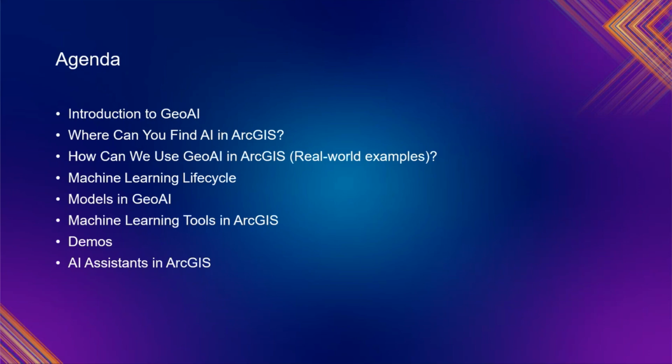And how can we use AI in real world examples? We are going to show you some kind of a demo. What kind of life cycle are we talking about? When you talk about AI, there are a lot of things. What is AI and what kind of life cycle are we talking about? Then we are going to see some of the models in GeoAI, what we are going to do on these models, and some demos. And there is a new functionality that has come up, which is called AI Assistant. So we are going to explain that also.